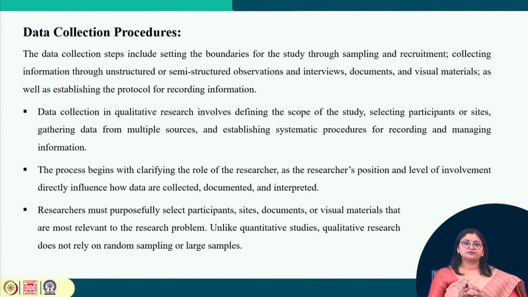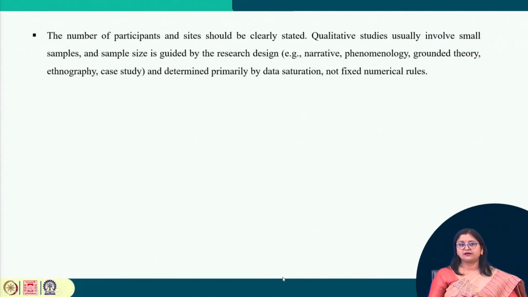So, the researcher must purposefully select the participants, sites, documents and visual materials that are most relevant to the research problem. Unlike quantitative studies, qualitative research does not rely on random sampling or large samples. Randomization is not the goal of qualitative research.